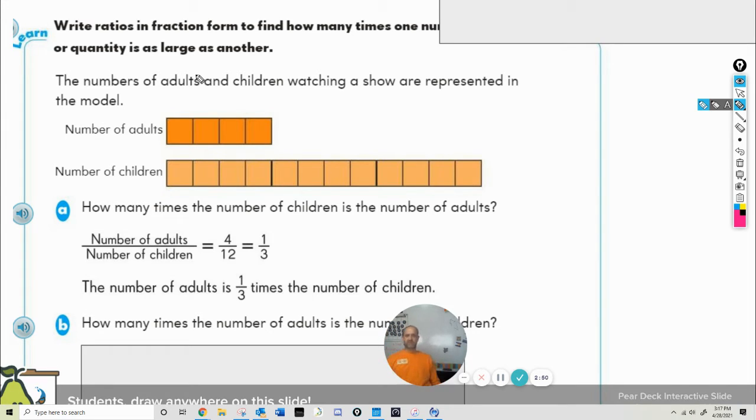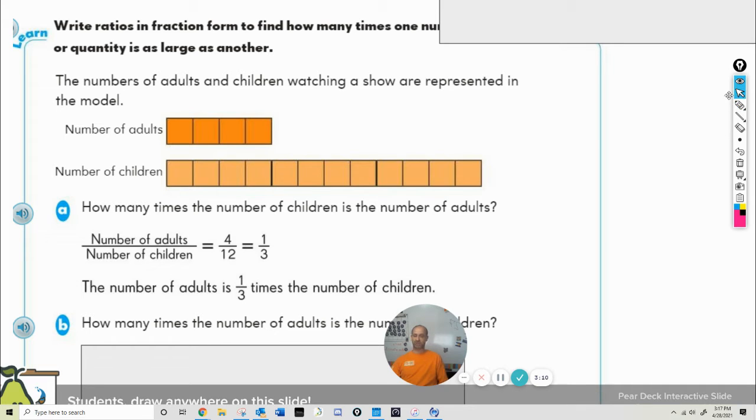So here are the adults and children watching a show. 4 units of adults and 12 units of children. How many times the number of children is the number of adults? Or how do the adults compare to the children? Well, there's 4 adults for every 12 children. So 4/12 or 1/3. The number of adults is 1/3 times the number of the children.